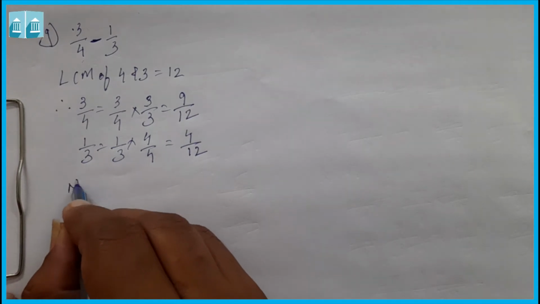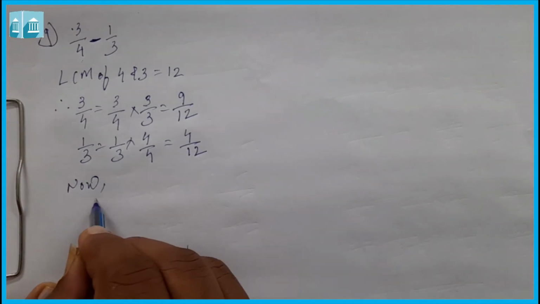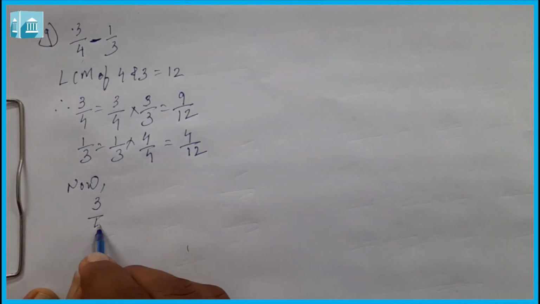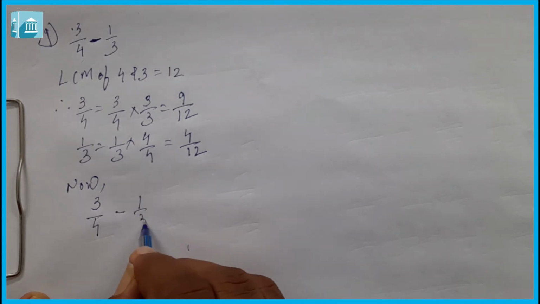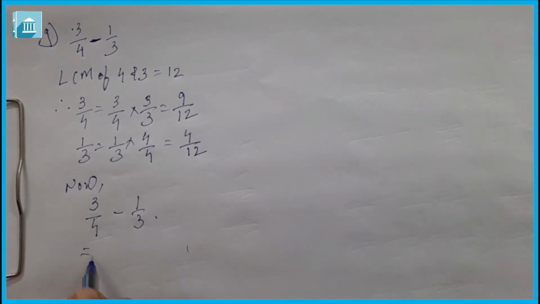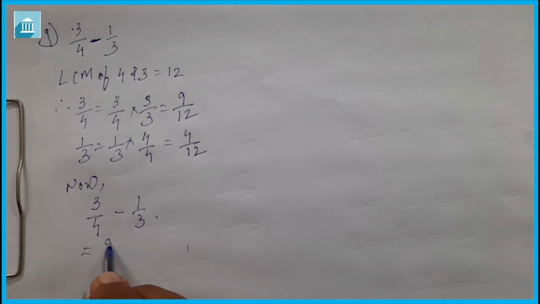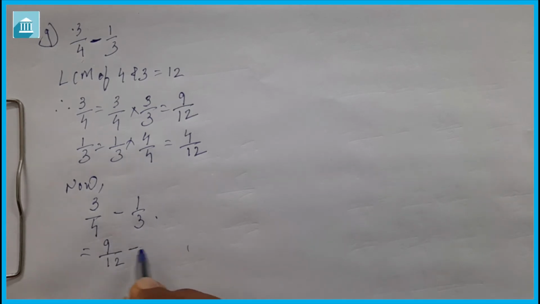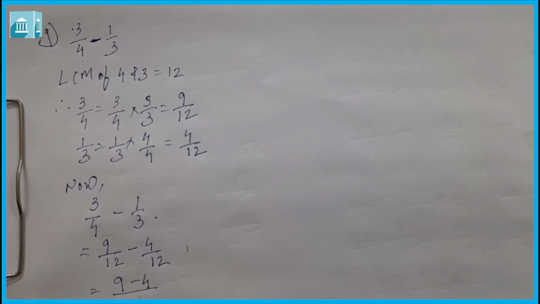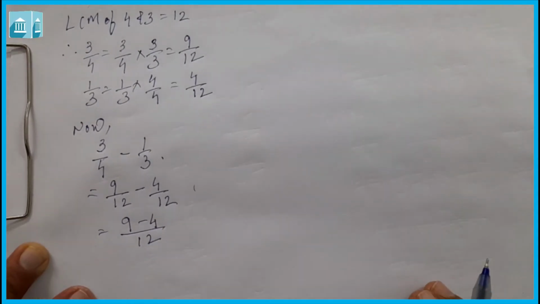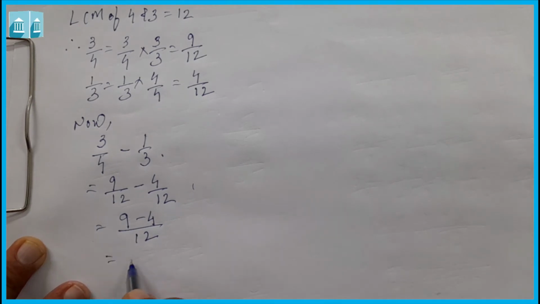So now we can say that 3 by 4 minus 1 by 3 is equal to 9 by 12 minus 4 by 12, which is equal to 9 minus 4 upon 12, which is equal to 5 upon 12.